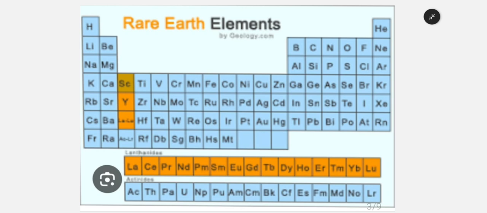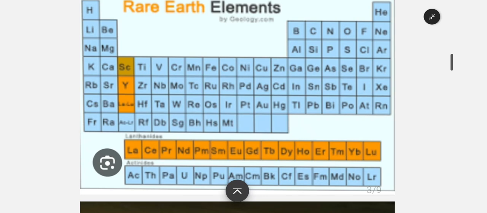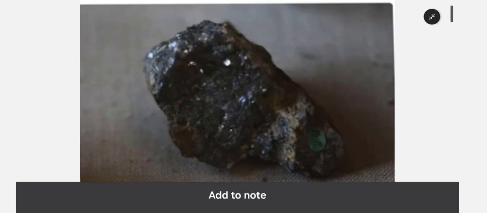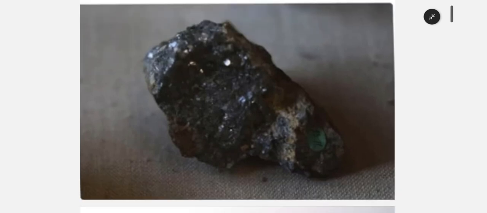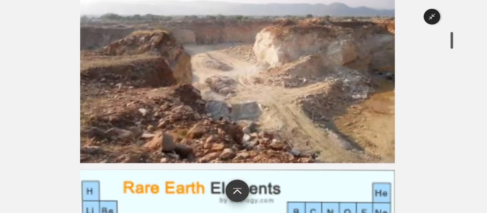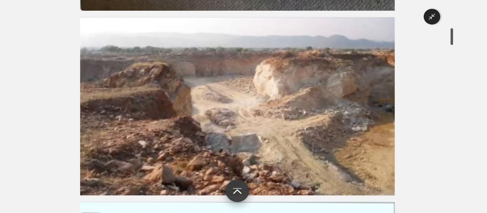But below you can see La, Ce, Pr, Nd, Pm, Sm, europium, Gd, Tb, Dy, Ho, Er, Tm, ytterbium. Those are rare earth elements. Why has this been discussed? Because recently a major discovery of rare earth elements has been made in Rajasthan. Isn't the news great? What good news. These are some examples of rare earth elements. You can see the picture clearly says the discovery of rare earth elements.